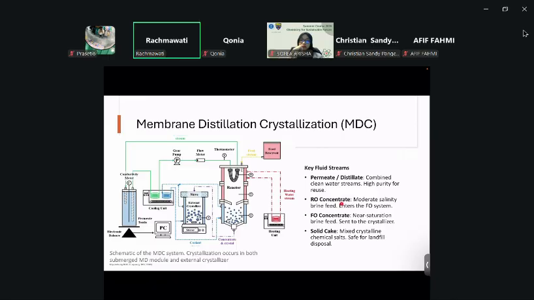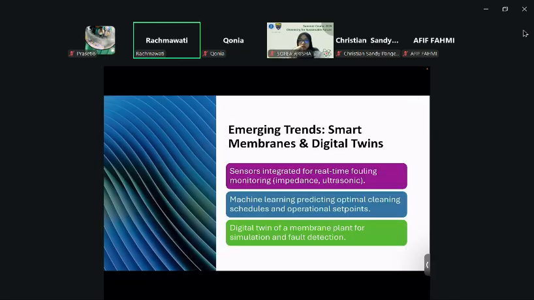You also have reverse osmosis concentrate and forward osmosis concentrate, and also solid cake, which is a mixed crystalline chemical salt, which is safe for landfill disposal. So basically, you separate each type of waste in such a way that it is more acceptable for the environment.